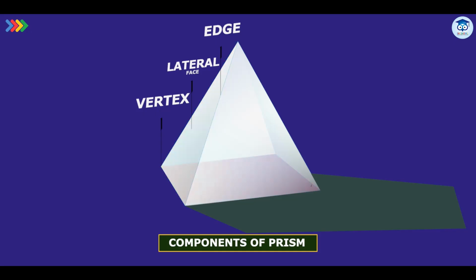Lastly, we have the base of the prism, which is typically the top and bottom surface and usually determines the shape and the type of the prism. To understand how light refracts through a triangular glass prism, let us begin with the setup of the activity.